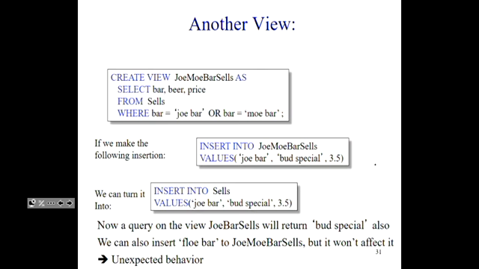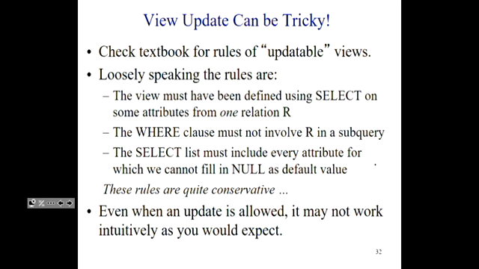And we had this example where a view was constructed from this relation Sells under these conditions: bar is equal to Joe's Bar or bar is equal to Mo's Bar, and then depending on which attributes you ended up selecting, it was either straightforward or not straightforward to push an update into the view, which is Joe Mo Bar Sells, into the underlying relation. And eventually we had this set of rules that allowed us to tell whether we can do a particular update or not.